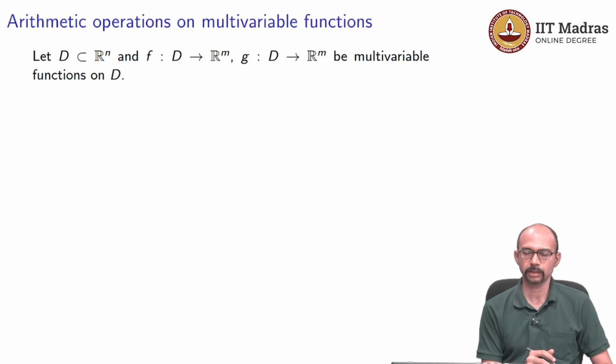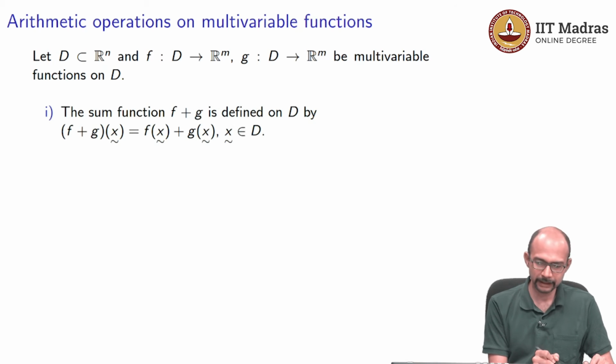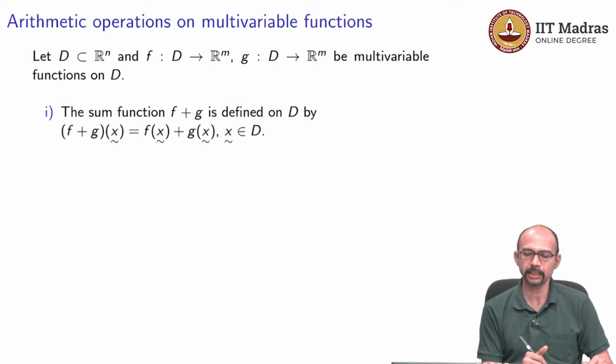So, let us do the same things that we did for one variable functions. Namely, we can perform arithmetic operations on these functions. If you have two functions on the same domain D, so you have f and g from D to R m, both of which are multivariable functions on D, then you could, for example, add them. How do I add them?